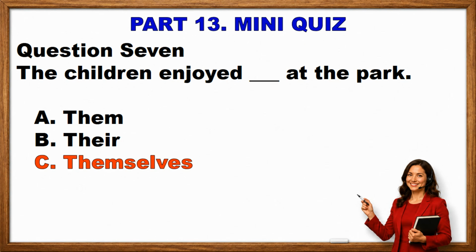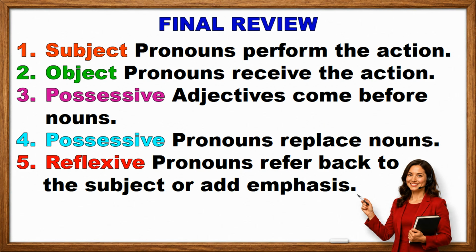Answer. Themselves. Final review. Let's review. 1. Subject pronouns perform the action. 2. Object pronouns receive the action. 3. Possessive adjectives come before nouns. 4. Possessive pronouns replace nouns. 5. Reflexive pronouns refer back to the subject or add emphasis. If you remember these 5 groups, you'll be able to build thousands of correct English sentences with confidence.